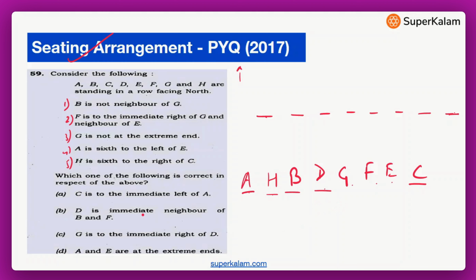Correct? Now let's interpret the statements and see what is the right one. C is to the immediate left of A. No, these are at the extreme ends. This is not right. D is the immediate neighbor of B and F. Yes, D is the neighbor of B, but not F. So this is also wrong. G is to the immediate right of D.